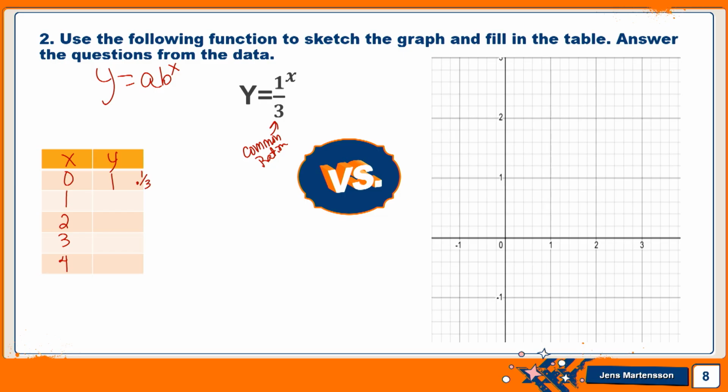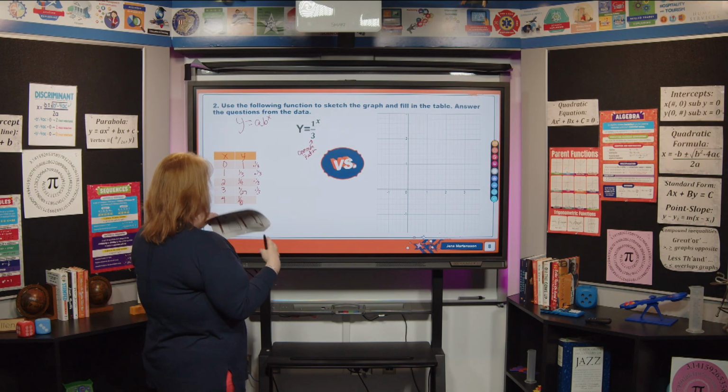So when I put that in my calculator, 1 times 1/3, I get 1/3. So again, I'm going to use my common ratio and multiply, and I get 1/9. Using my common ratio, I get 1/27. Use my common ratio one more time and get 1/81. So there I have filled out my whole table of my x and y's for 0 to 4.